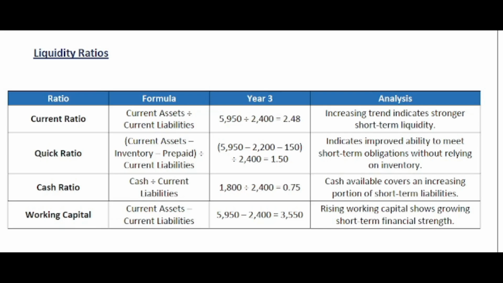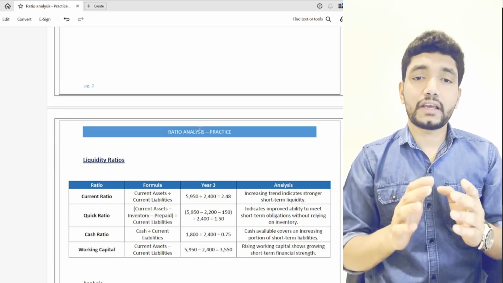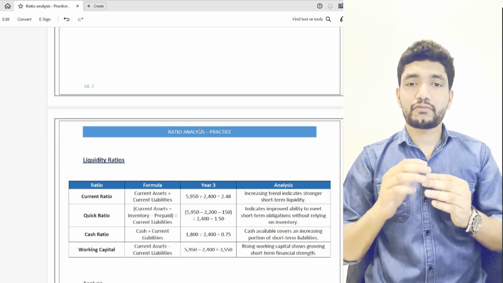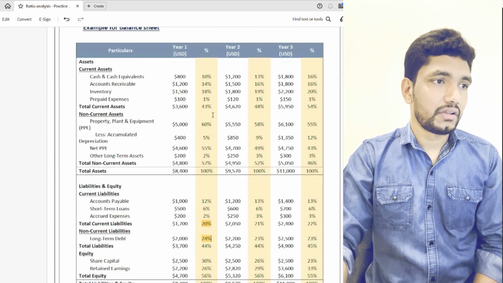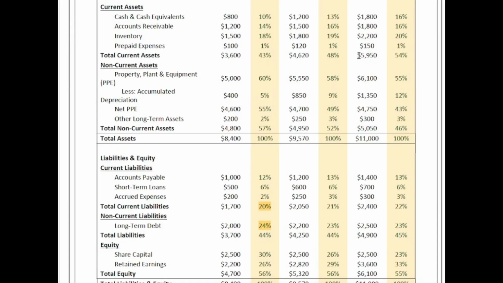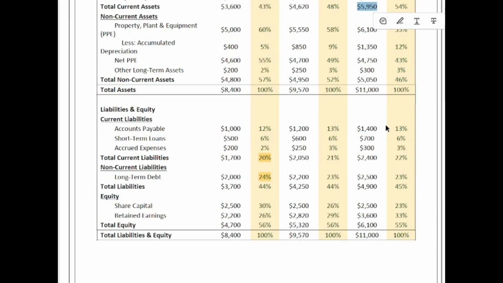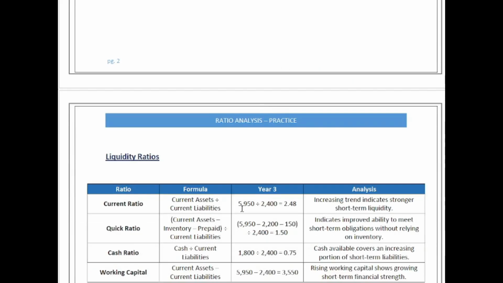Here you can see the current ratio. The formula is current asset divided by current liability. From where will we get the current asset and current liability? It should be from the balance sheet. You can see the balance sheet here. The total current asset is 5,950 and the current liability is 2,400. So 5,950 divided by 2,400, the current ratio is 2.48.